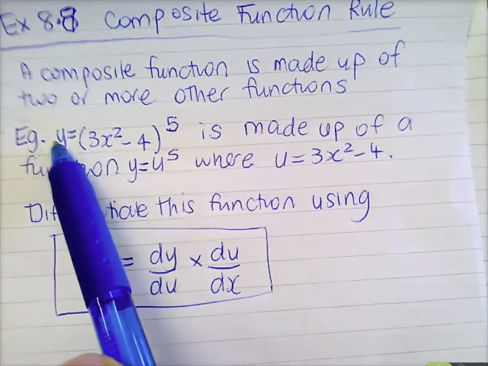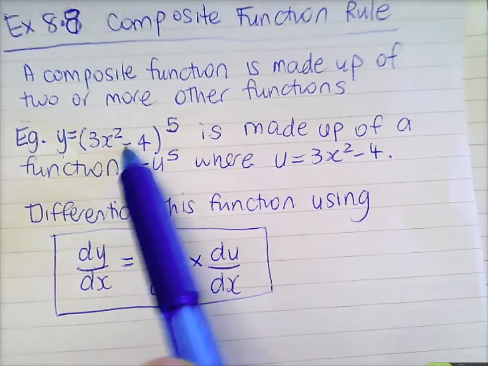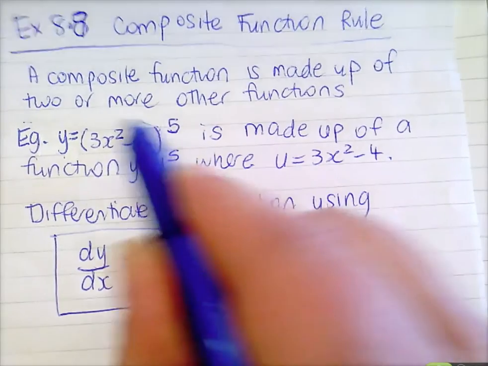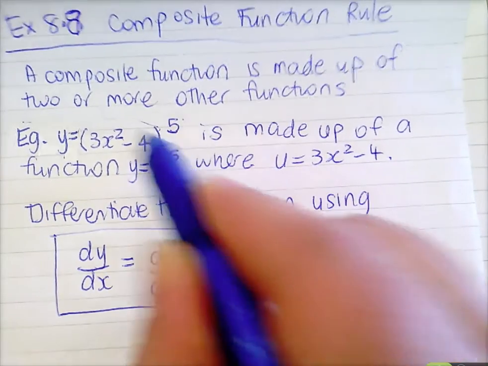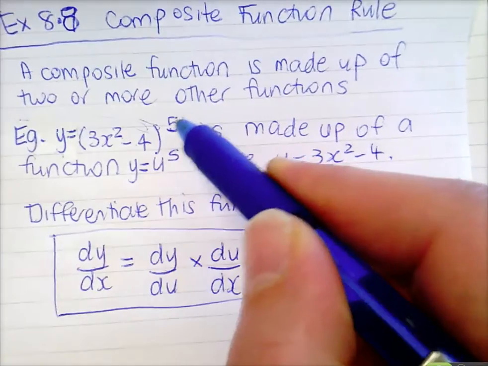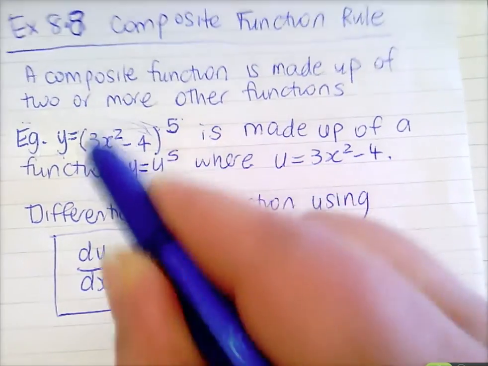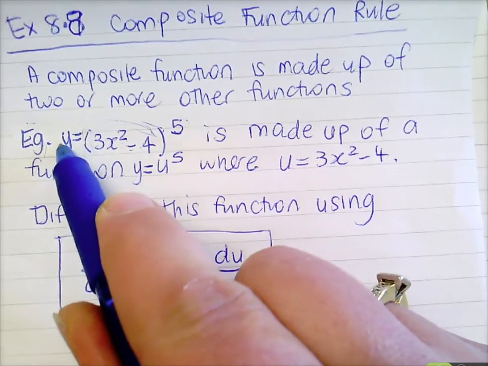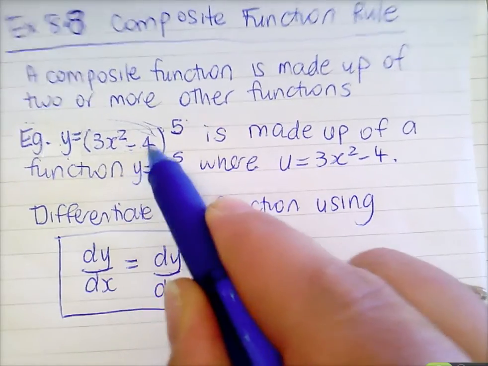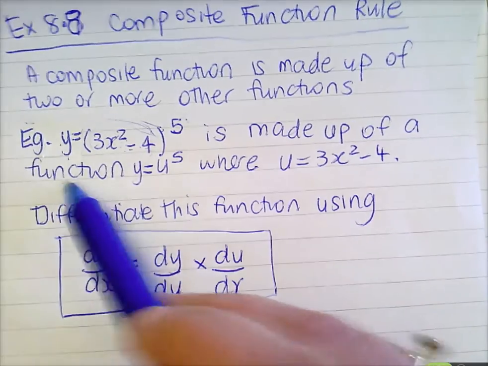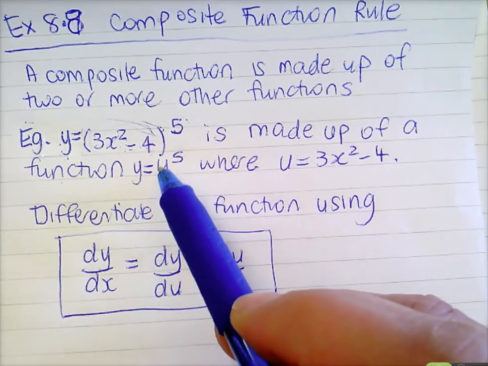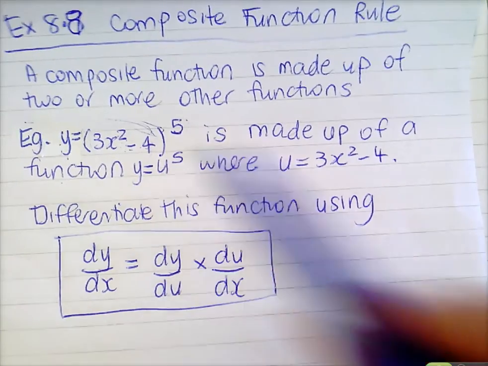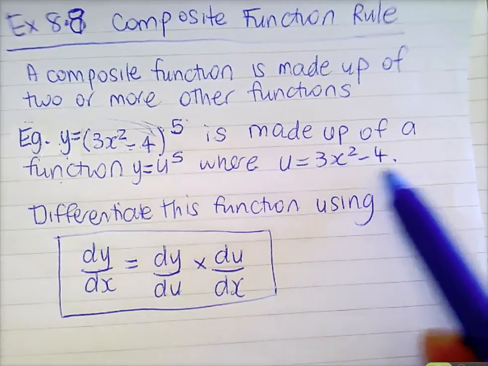For example, if I've got y equals (3x squared minus 4) all to the power of 5, you normally would have seen this as something to the power of 5, but you normally would have seen it as x to the power of 5 before, right? But now you've got another function in here where the x was. So if you see something like y equals (3x squared minus 4) to the power of 5, it's made up of the function y equals something to the power of 5. I've called all of this u. So it's made up of y equals u to the 5, where u is 3x squared minus 4.